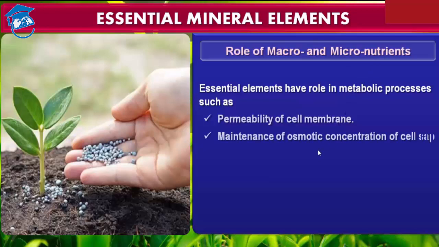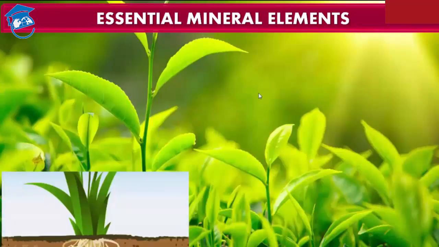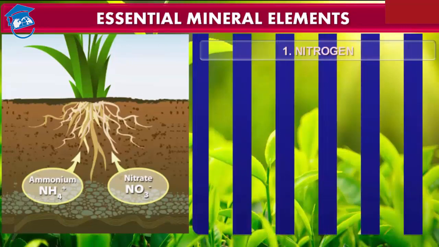Second is maintenance of osmotic concentration of cell sap, third is electron transport system, fourth is buffering action, and fifth is enzymatic activity and constituent of macromolecules and coenzymes. So these are the metabolic processes governed by essential elements, which are macro and micronutrients, students. Okay, so this was the role of macro and micronutrients. Now we come to the macronutrients, which we will study in detail.